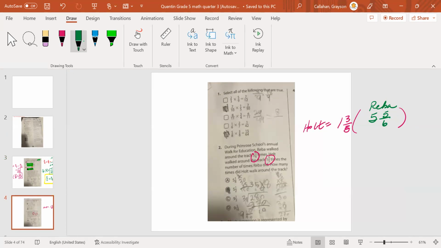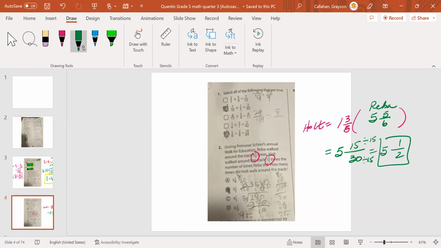Yeah. When you do this, do you change it from a proper fraction to an improper fraction, or do you just multiply across? Okay. 1 times 5 is 5. 3 times 5 is 15. 5 times 6 is 30. 15 and 30 can be divided by what? You could divide both by 15. So it's 1 and 1/2.